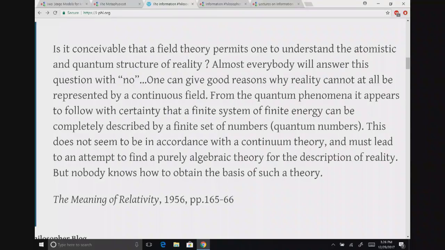Let's go back to his final remark. "This does not seem to be in accordance with a continuum theory and must lead to an attempt to find a purely algebraic theory for the description of reality. But nobody knows how to obtain the basis of such a theory."